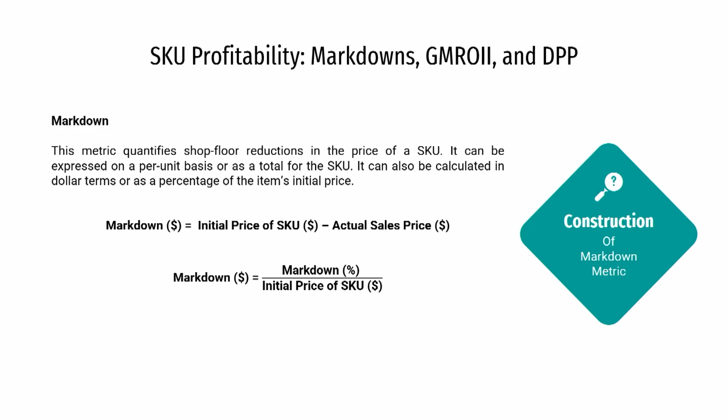Now, if we calculate this markdown in dollar terms, it is the difference between the initial price of the SKU minus the actual selling price. So, what was the price that is displayed on the SKU and what is the price at which the product was sold? That difference gives you the value for the markdown. Then in terms of percentage, it is the markdown divided by the initial price of the SKU. So, that gives you the markdown value.